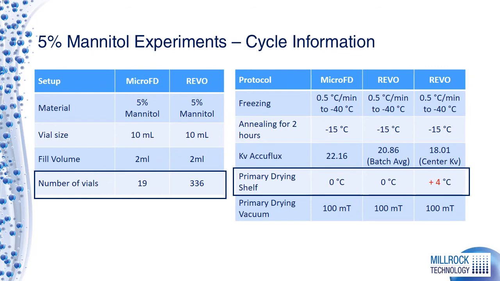We're going to use 5% mannitol, and what we're going to do is run 19 vials with 2 ml fill in a 10 ml vial using 5% mannitol in the MicroFreeze dryer. We'll use 336 vials in a Revo. The first thing we're going to do is run the MicroFreeze dryer at 0 degrees, where we have a Kv of 22.16, and we'll get a thermal profile. Then we're going to do the same exact run in the Revo just to show the difference. And then we'll put in the offset calculated based on the Kv of the center vials. In this case, it'll be a +4 degree shelf temperature in the Revo.